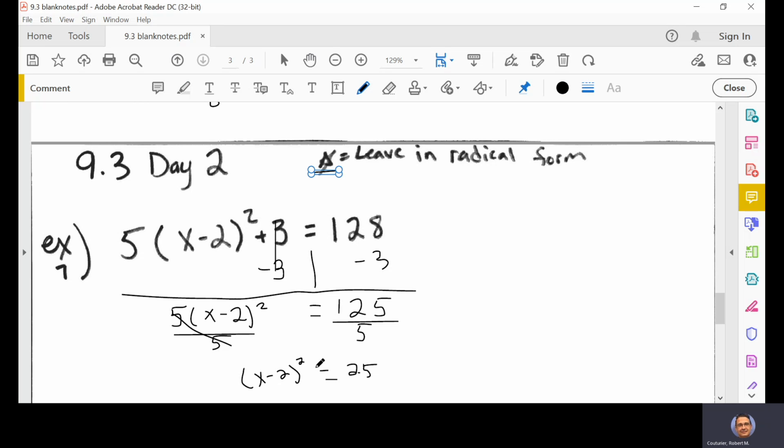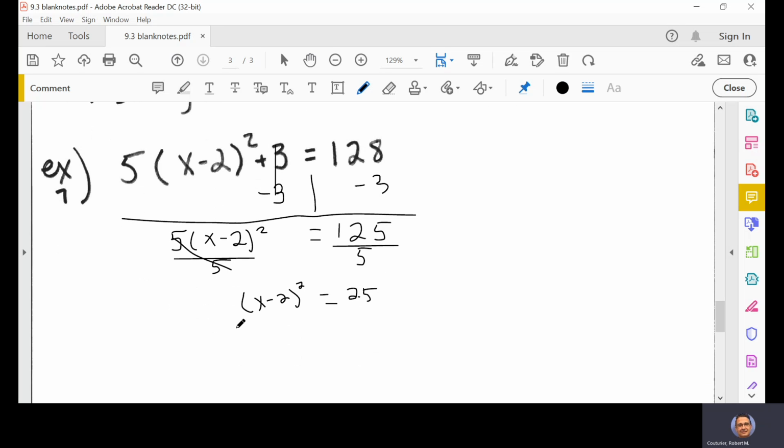This is where it's slightly different from the problems up above, right? I need to take the square root of this whole thing, plus or minus the square root of this. I have plus or minus 5 equals that, cancel that, and I'm left with an x minus 2. I write this one slightly different, just so we can see.